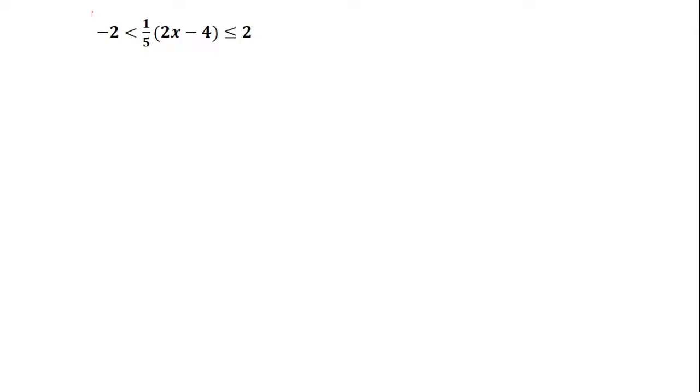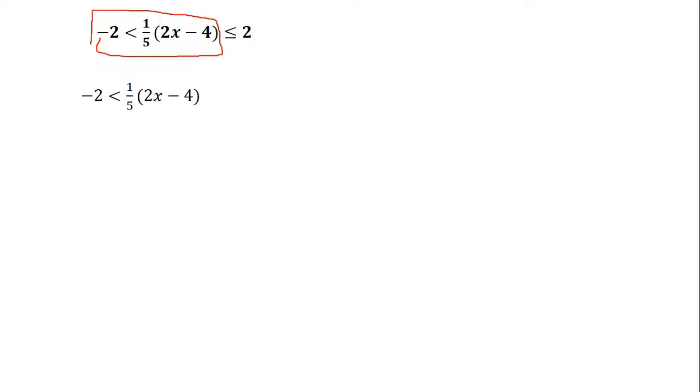So we pick the first part of the inequality, which is minus 2 is less than 1 over 5 into bracket 2x minus 4. So that is the first part of our inequality: minus 2 is less than 1 over 5 into bracket 2x minus 4. And we solve it. So we know how to solve this.